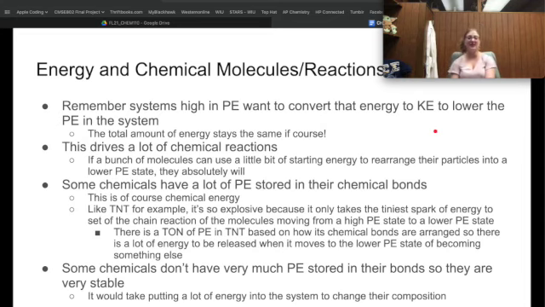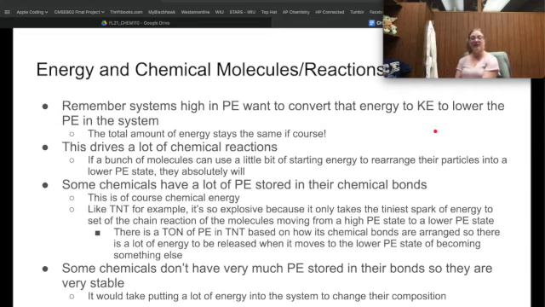And this might be like TNT, for example. So it's explosive because it only takes the tiniest little spark of energy to set off a chain reaction of those molecules moving from a high potential energy state to a low potential energy state. And there's a ton of energy stored in those bonds in TNT because of how the chemical bonds are arranged. So there's a lot of energy stored that is released when we change that state of that system.